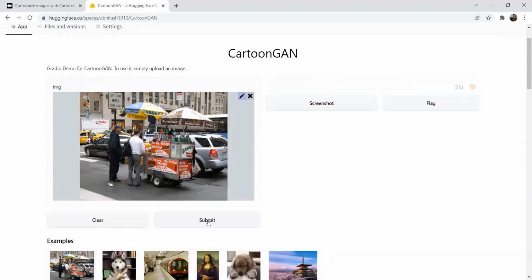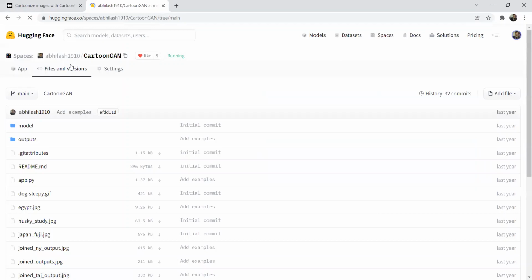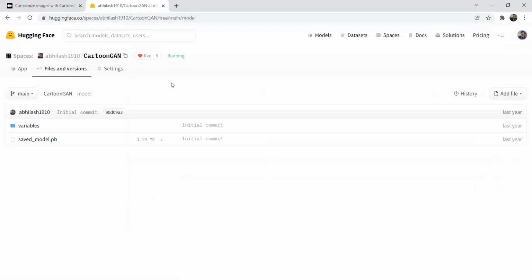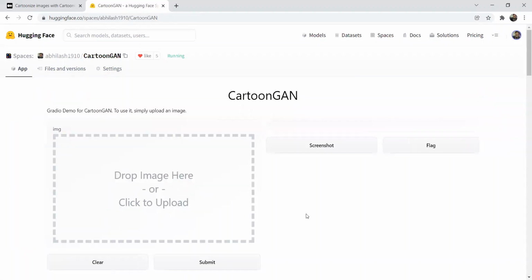initially trained on TensorFlow. The weights are present in the files and versions. The raw weights are present in PB format, that is the saved graph format, the frozen graph format. Since this is a TensorFlow model, it can be used with any TensorFlow application as well.